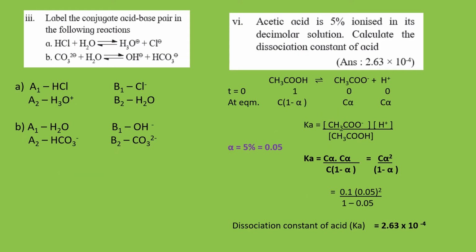Third question. Label the conjugate acid-base pair in the following reaction. A. HCl plus H2O gives H3O+ plus Cl-. In this reaction, HCl donates a proton to water and is converted to Cl-. So HCl and Cl- is the first conjugate acid-base pair.